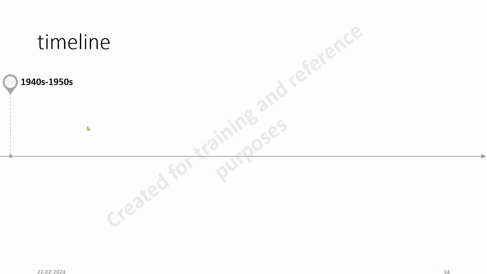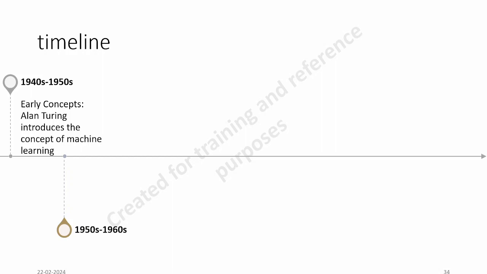So let's understand how things actually evolve for machine learning. Initially, in the 1940s and 50s, Alan Turing introduced the concept of machine learning, or he defined the term artificial intelligence. In the 1950s and 60s, we had initial ideas about neural nets. Can you believe it? That's a long time back, almost like 70 years ago. We had some idea about neural nets, and it's called perceptron.